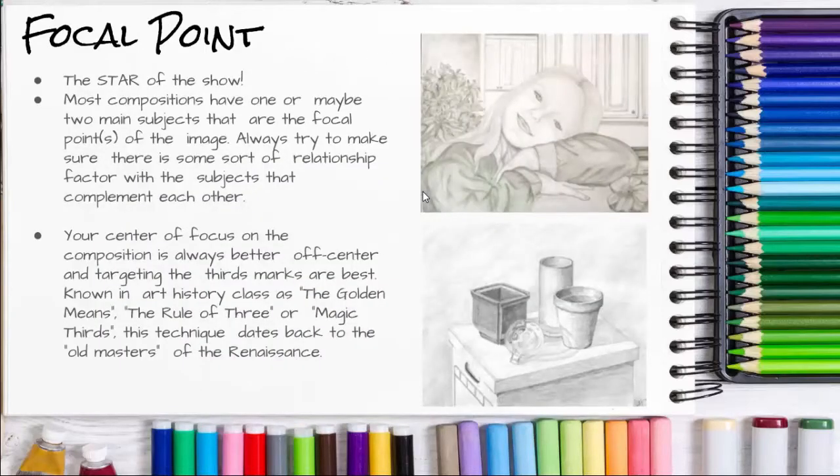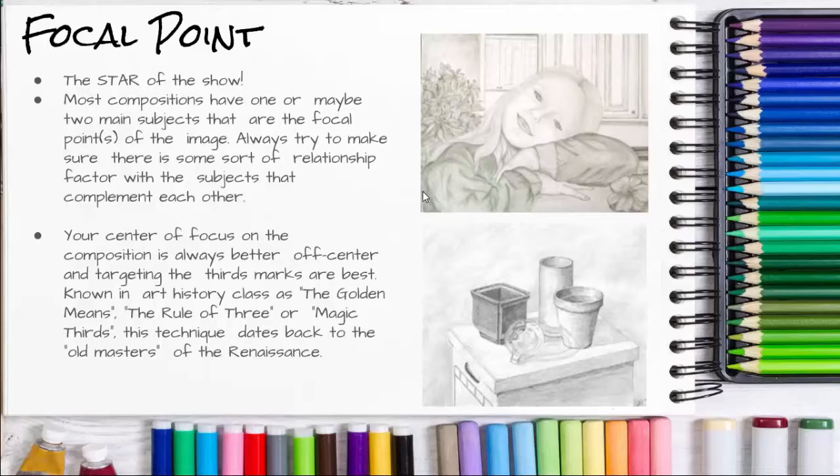And then something that I'm going to talk about a lot is your focal point. So what's the star of your show? Most compositions have one or maybe two main subjects that are the focal points of the image. So let's say it's a portrait. Maybe you want to look at the person's eyes. Maybe it's a still life. Maybe there's one thing in your still life, like a wine bottle or something that has a lot of reflection, and that's what you want people to look at first. The thing that you're most excited to draw, the star of your show.